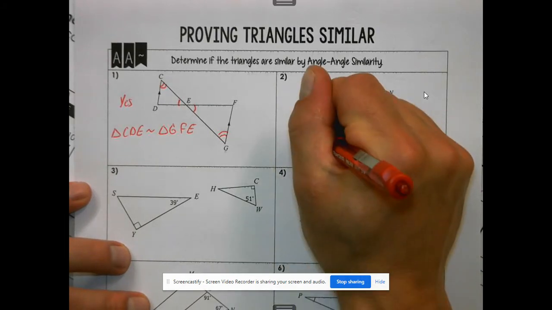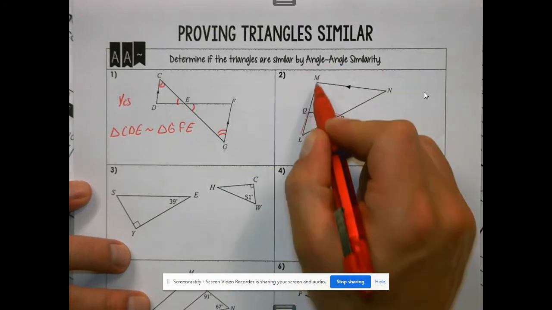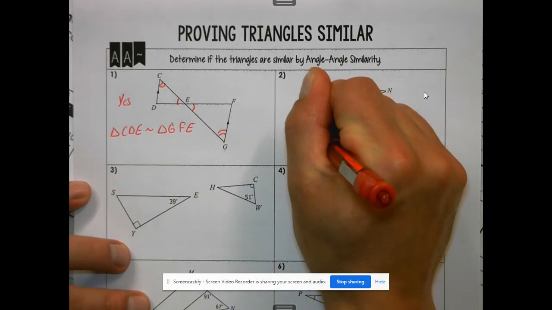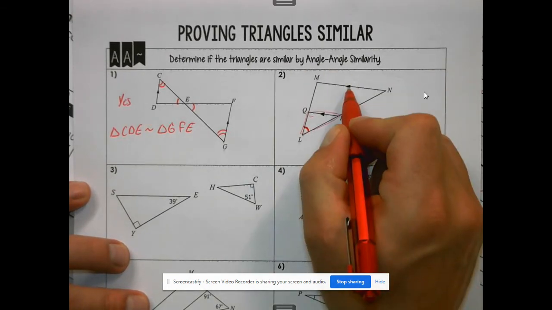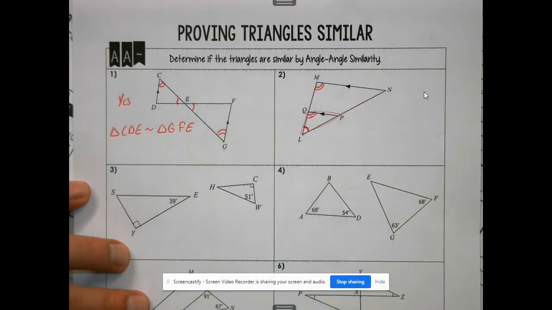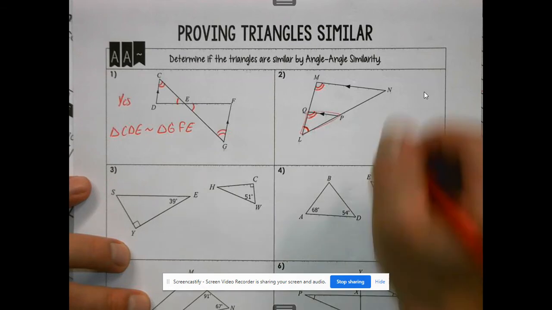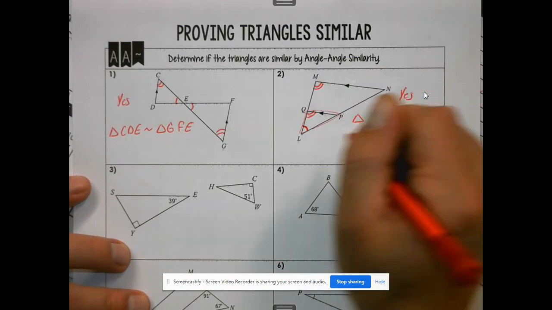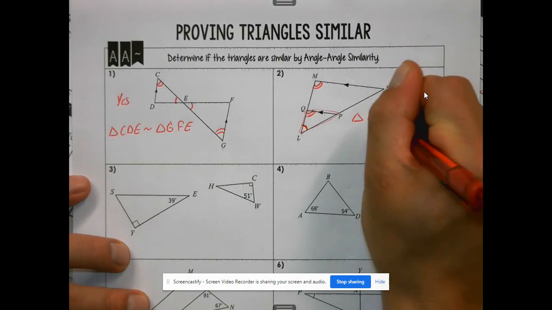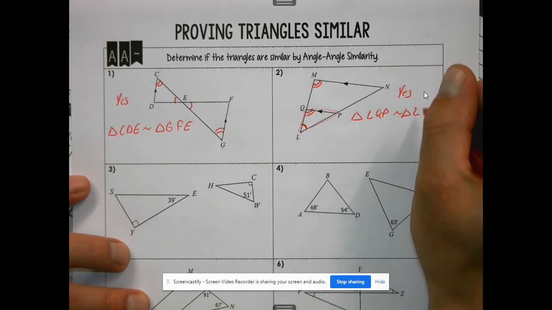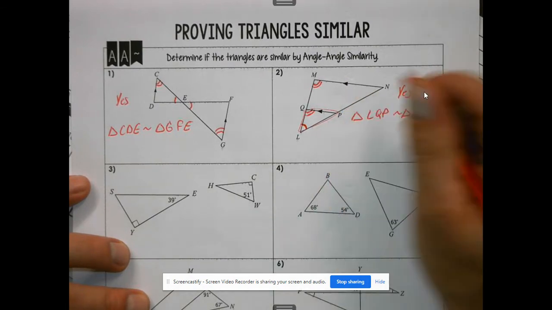Number 2, small triangle versus big triangle, right? I know these angles are the same for small and big. I see parallel lines. I have corresponding angles that are congruent as well. So yes, I have 2 sets. So that's a yes. Small triangle, let's go LQP. L matches with L. Q matches with M. And P matches with N.